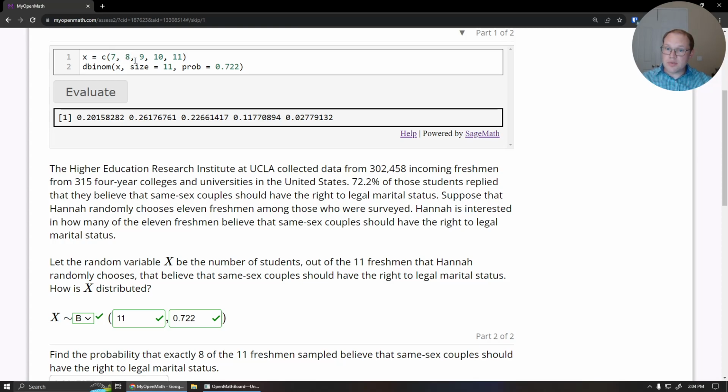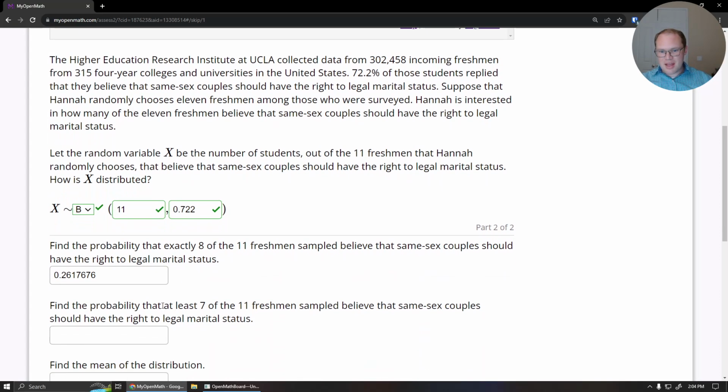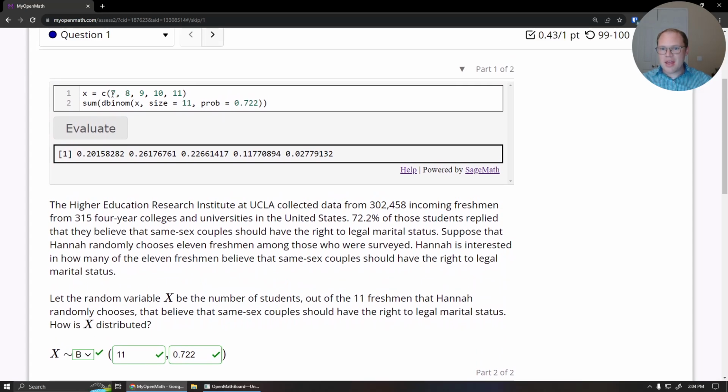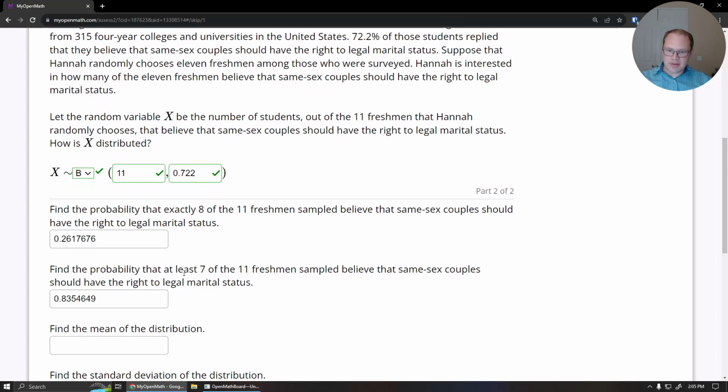Because these are mutually exclusive, we can find the total probability by adding these up. Remember that property about mutually exclusive and the word or, okay? Saying that at least 7 believe this is like saying that 7 or 8 or 9 or 10 or 11 do. And so what we're going to do is just add these probabilities up to find the total probability. So to do this, I just wrap it in this sum function. Sum says add everything up in the list, and I wrap it in between these parentheses. So that's what I want added up, okay? So if I click evaluate, that is the probability I'm getting. That is the probability that at least 7 of the 11 freshmen sampled believe that same-sex couples should have the right to legal marital status.